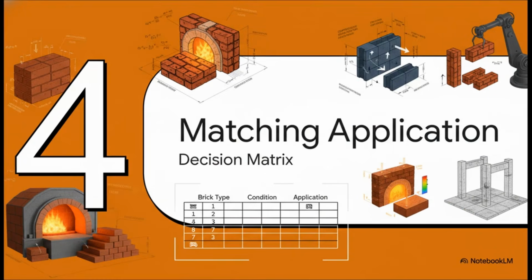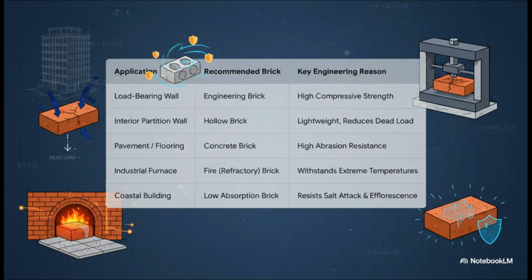Okay, so we've run our tests, we have our data on strength, absorption, and salts. Now comes the real engineering work, putting it all together to choose the right brick for a specific job. This decision matrix really sums it up. For a critical, load-bearing wall, you don't compromise. You use a first-class brick because you need that high compressive strength. But for an internal partition wall that isn't holding anything up, a lightweight hollow brick is a much smarter choice because it reduces the total weight, the dead load of the structure.